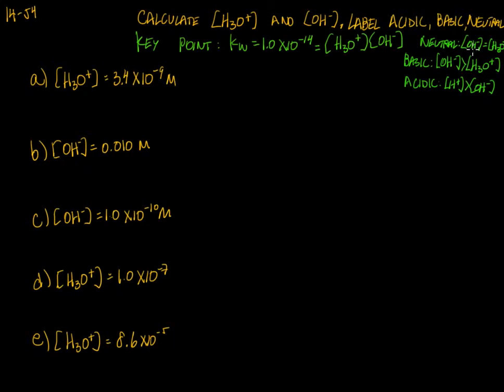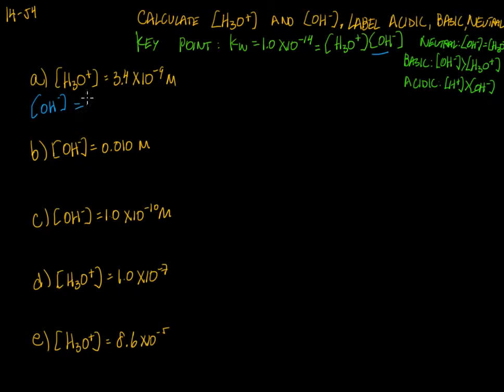If hydroxide and H3O plus concentrations are equal, it's neutral. If the hydroxide concentration is higher, it's basic. If the H3O plus concentration is greater, it's acidic. So for this first problem, H3O plus is given to us as 3.4 times 10 to the minus 9. And so we want to calculate what the hydroxide concentration is by solving this equation for OH minus.